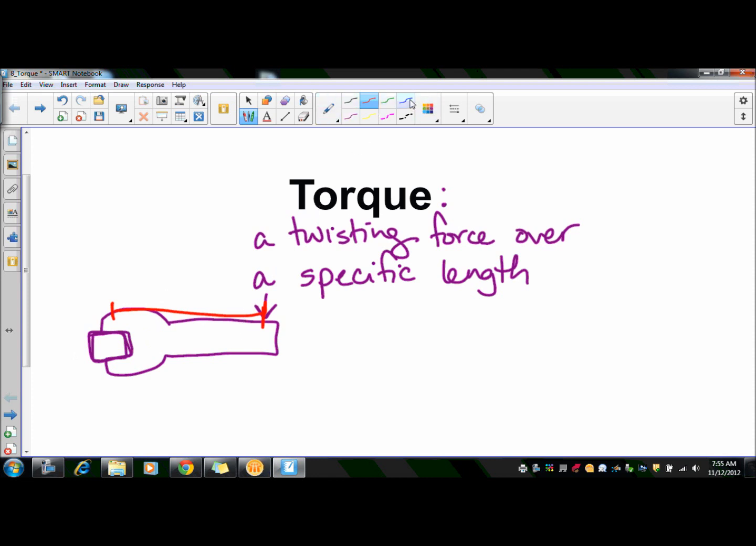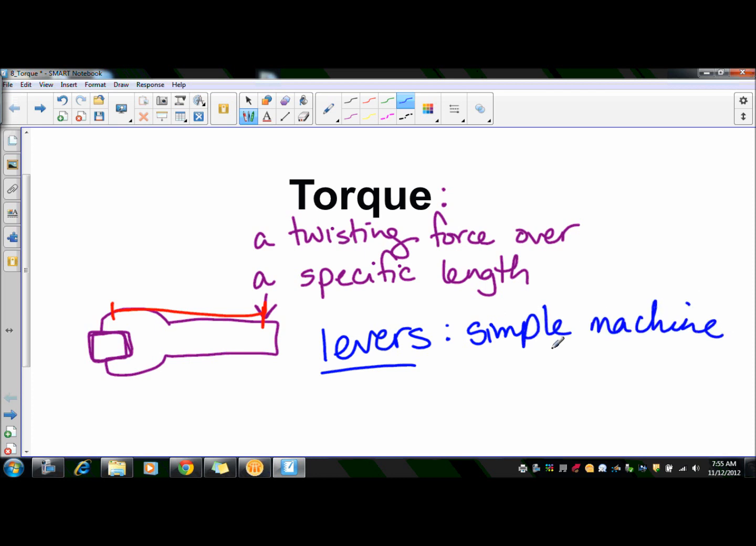We're going to be talking about levers. And so a lever is just a type of simple machine. And it's specifically dealing with this torque idea. So levers are anything where you're twisting it in this direction. You're pushing down on one side, which causes a turning in the middle.